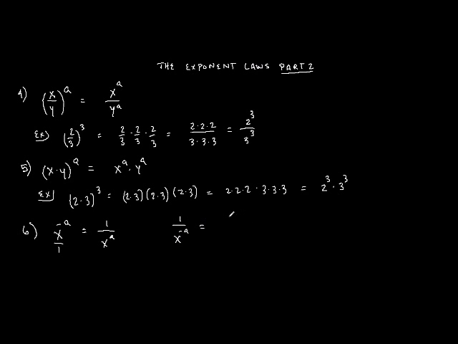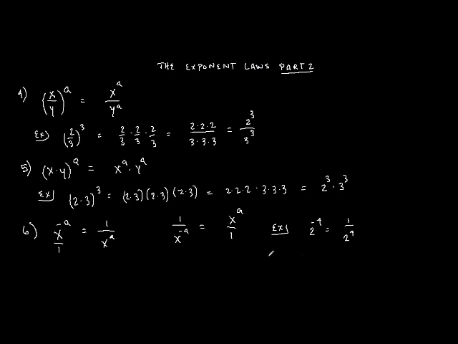It's also true that if you have 1 over x to the negative a, this is also equal to x to the positive a, right? So if you have a negative in the denominator, then you can still bring it to the numerator. So an example of this is if I have 2 to the minus 4, well, this is the same thing as saying 1 over 2 to the 4.